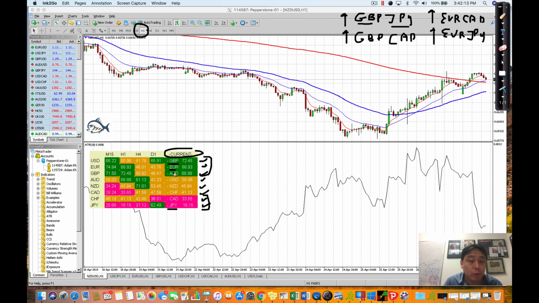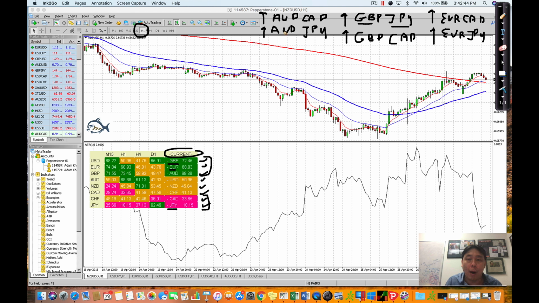Finally, we've got Aussie, which is strong as well. Aussie CAD, Aussie yen. Let me write it down. Aussie CAD. It's really hard to write with a mouse. Aussie CAD and Aussie yen. Okay, do you want to be going long or short the Aussie CAD? That's right, you want to be going long the Aussie CAD and long the Aussie yen. Why? Because again, it means you're buying Aussie, which is strong, selling Canadian, which is weak, buying Aussie, selling yen.